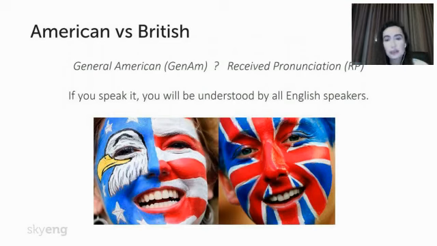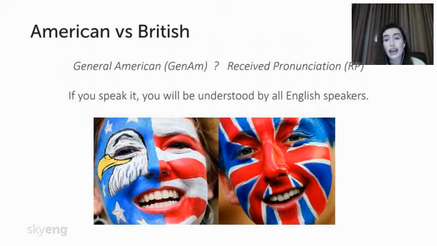Different kinds of English have different pronunciation. For example, the accent of British English is different from the pronunciation of American English, as you could hear from the video. The most frequently learned kinds of English in the world are American English and British English. When people talk about learning American pronunciation, they mean learning general American pronunciation.